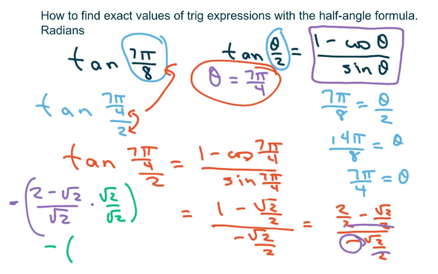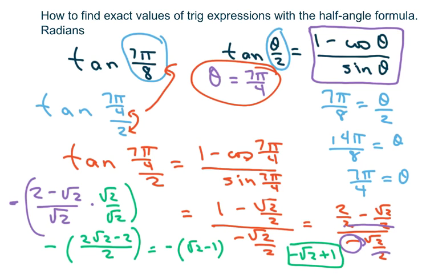The numerator is going to be 2 square root of 2 minus 2 over 2. And when you simplify further, you're going to get negative square root of 2 minus 1, which gives us negative square root of 2 plus 1. Sorry I squeezed too much on there. But that's your exact value.